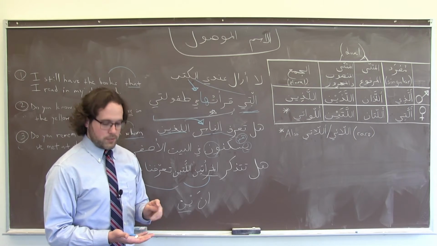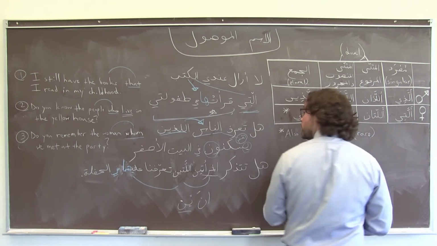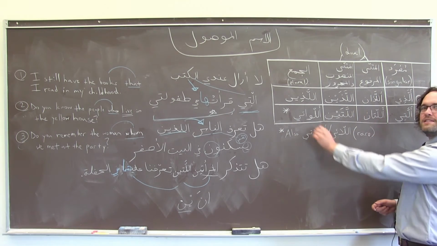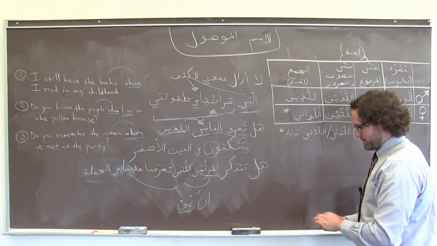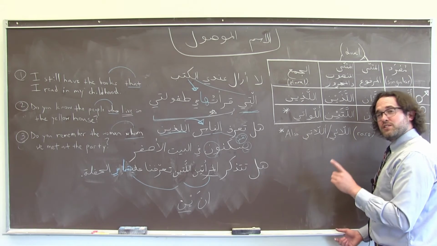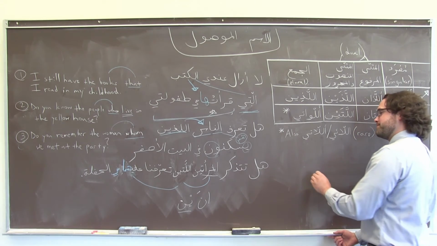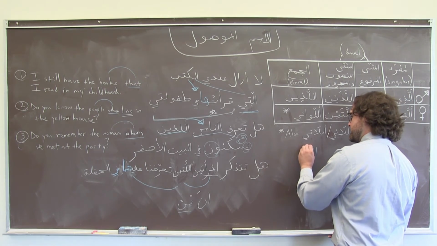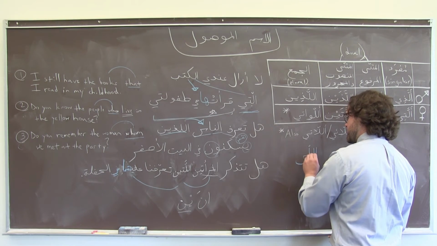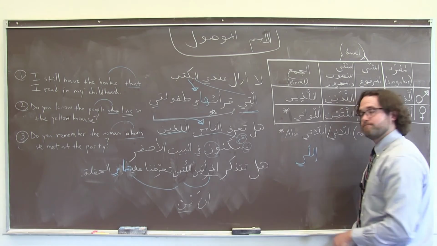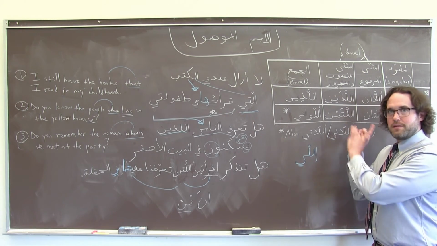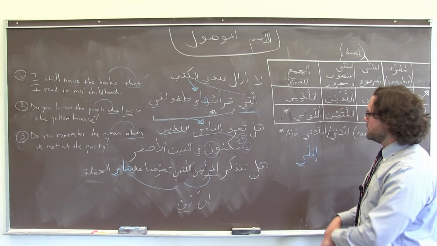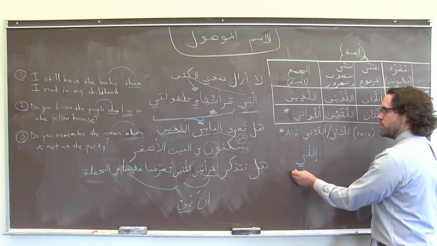A final note is that in most colloquial spoken Arabics, all of these different relative pronouns can be replaced with one particle. In Egyptian and Levantine, it's illi. Sort of an elision of all these different forms. Illi, masculine, feminine, singular, plural, dual. We're just going to say illi.